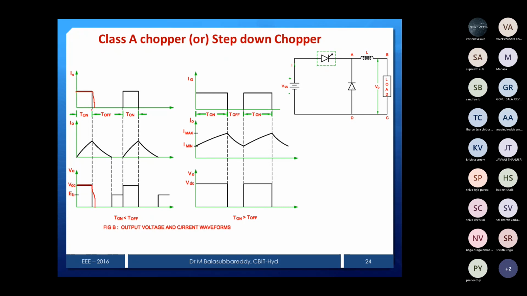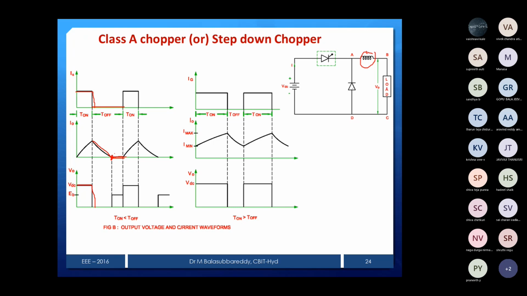Then if the chopper is off, what will happen? This current gradually decreases and reaches 0, because whatever energy is stored in the inductor is going to be dissipated. Once the energy is dissipated completely, if you do not fire the device again, then what will happen? The current will remain at 0 only. The current will remain 0, but what about the voltage?